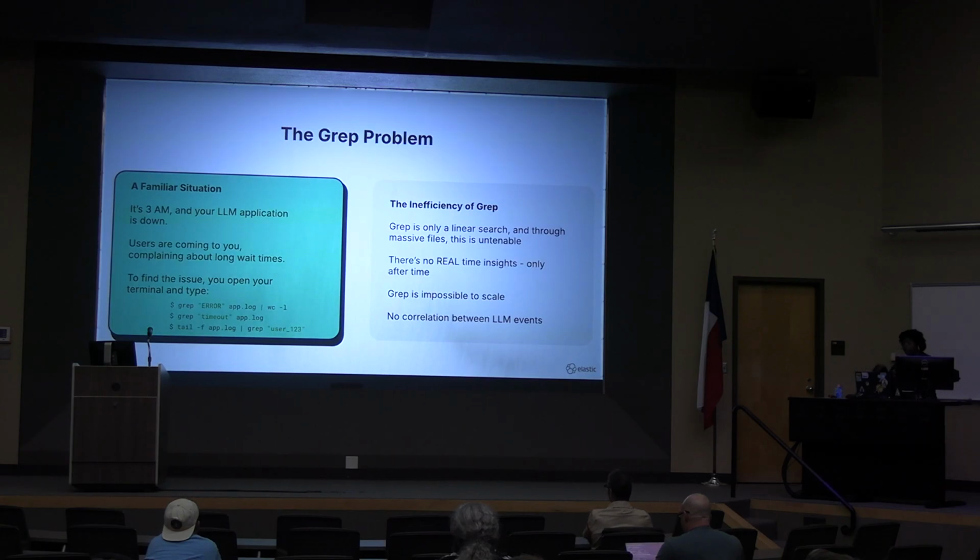Great. So to continue, your LLM application is down. Users are coming to you left and right, complaining about long wait times. So you do what we've all done. You open a terminal and start grepping. The top grep command in that green box will find errors in your app log. The next one will find timeouts. The next one will grab the tail of any app log for user 123. But grep here doesn't scale. There's no real-time insights. There's no correlation between LLM events.